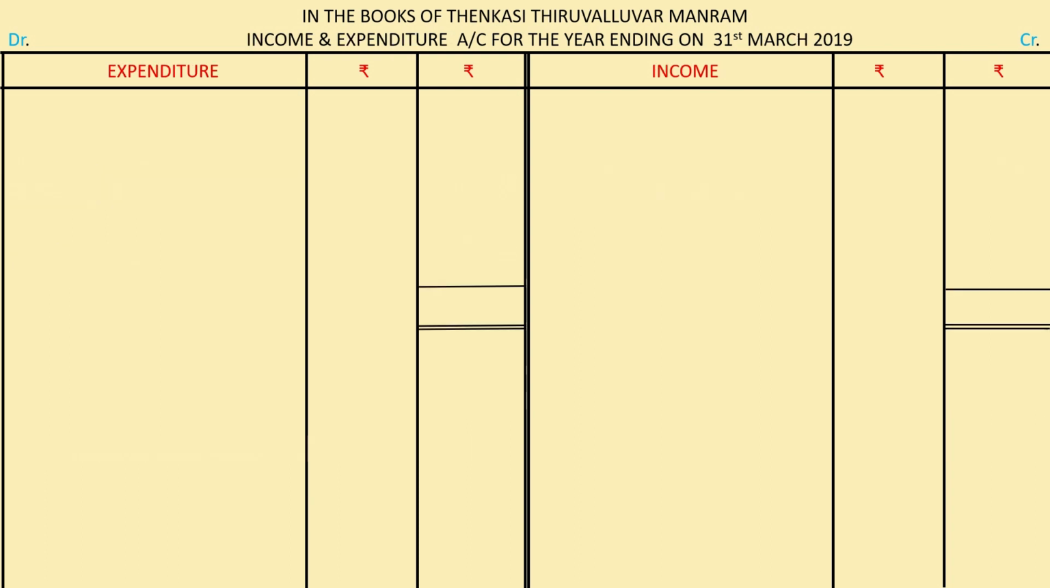So we start. Debit side of the income and expenditure account is the expenditure side, and we have got the income side in the credit because income and expenditure account is a nominal account where all expenses and losses will be debited and all incomes and gains will be credited. Let's start the sum now.